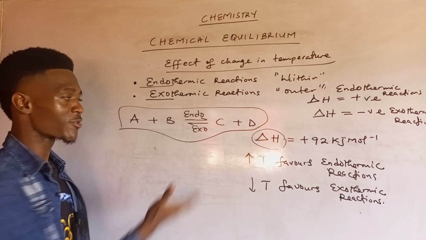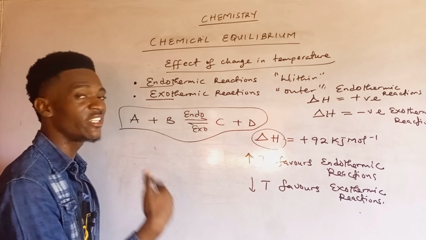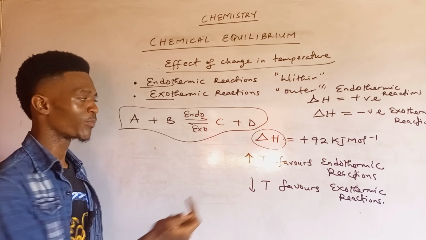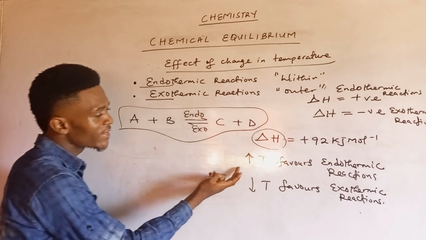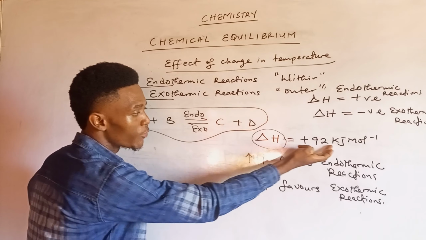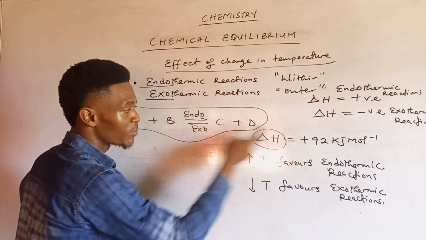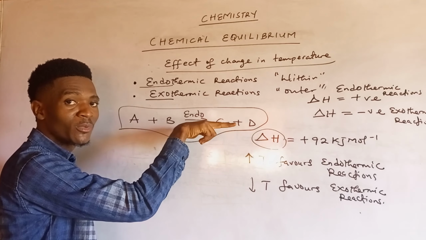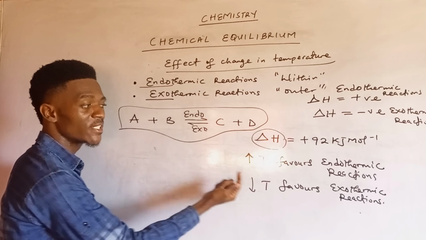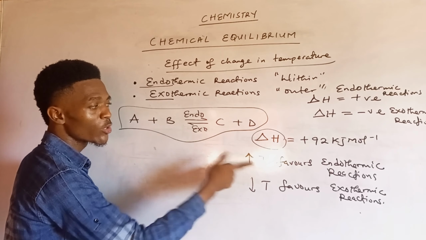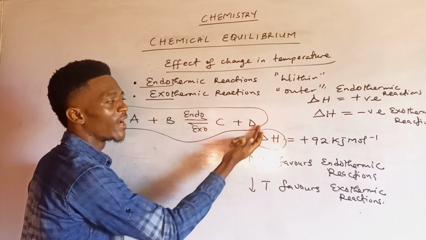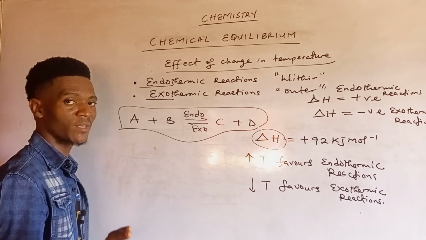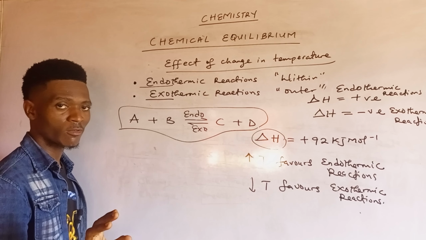So if you are now asked a question from this, what would favor the yield or the production of C and D? It's very easy. You have to increase temperature. Why? Because your delta H is plus, and of course when it is plus, it means your forward reaction is endo, and what favors endo? Of course, increase in temperature. So if increase in temperature favors endothermic, it means certainly more of C and D will be formed. I've already explained that before.